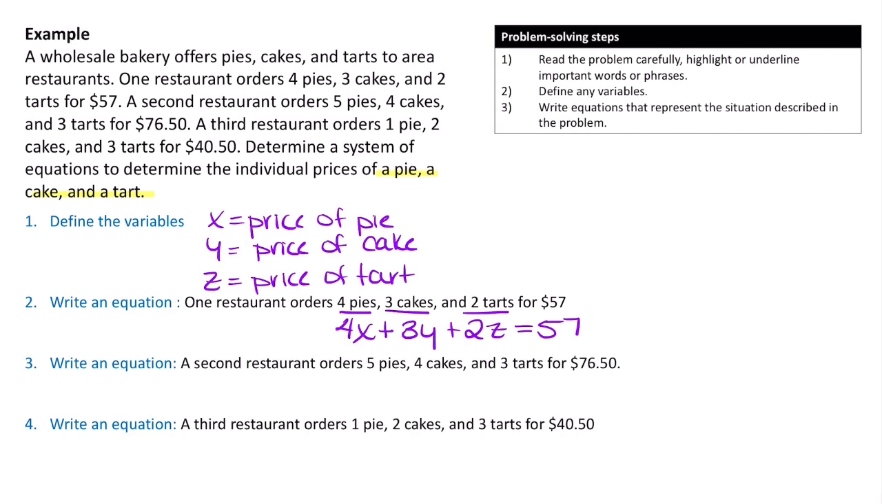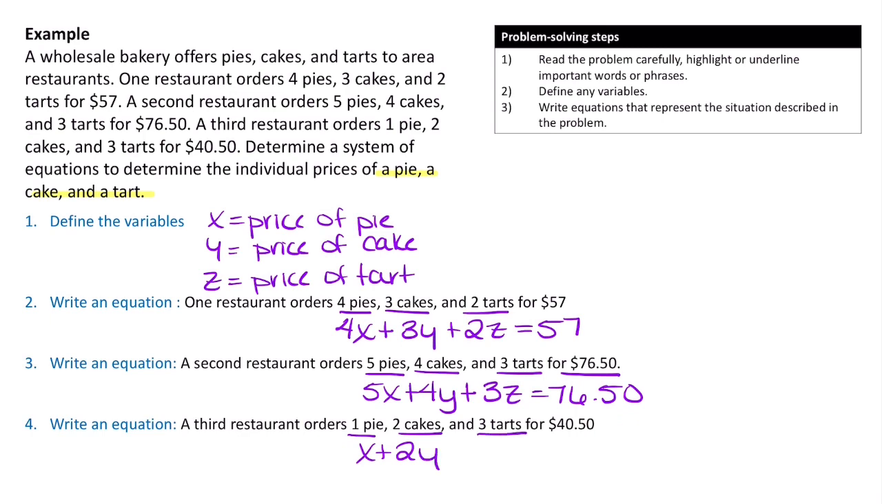Okay, so let's work on the next sentence. 5 pies, 5x, plus 4 cakes, 4y, plus 3 tarts, 3z, and that equals a total of 76.50. So that's my second equation. Now we have a third restaurant, so 1 pie, so you can write 1x or you can just write x. And then 2 cakes, so plus 2y, and 3 tarts, so plus 3z, and then I have a total, which is $40.50. So you can see now I've set up my 3 equations. I have my 3 equations in my system.